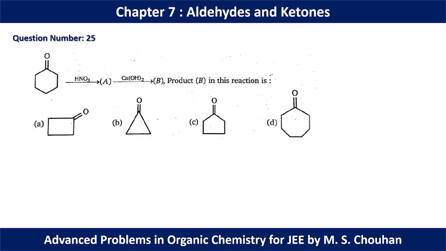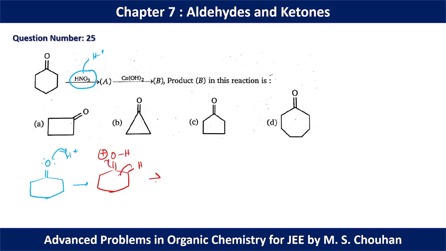In question number 25, HNO3 is used in this case. HNO3 is nitric acid, which will give H plus in the medium, and in the presence of H plus this lone pair will be donated to the H plus, and we will get this kind of intermediate. Now, as the positive charge over oxygen is not stable at all, we can have this kind of enolization, and finally we can think about this kind of situation.